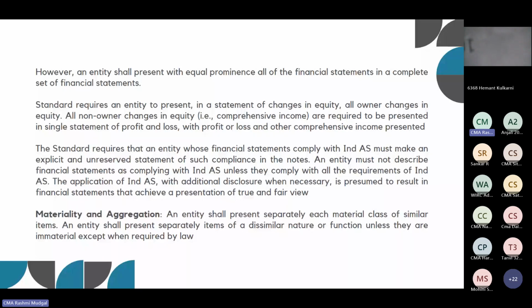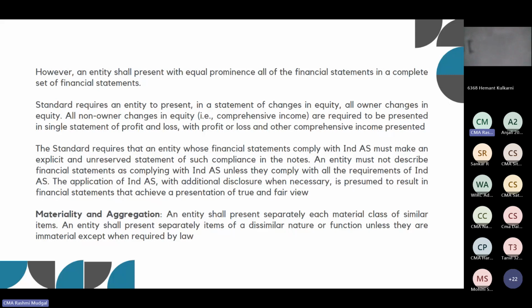Next comes materiality and aggregation. Materiality, as I told you, is whether it is important. 300 rupees in a 400 crore turnover is not important. So we need to see this under materiality and aggregation, where we are aggregating all the amounts with each other. An entity shall present separately each material class of similar items. An entity shall present separately items of dissimilar nature or function unless they are immaterial, except when required by the law.